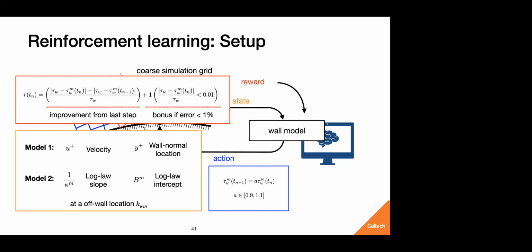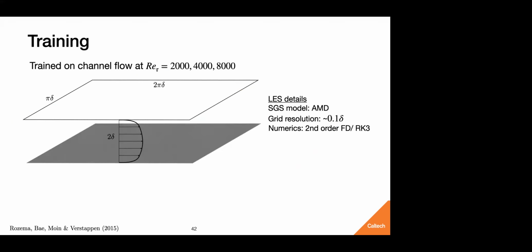So all of this is a summary of what I just said in terms of action, reward, and state that we chose for our model. For the training, because we're working with a zero pressure gradient case at first, we can do a very simple flow that is a channel flow. That means that we have two infinitely long parallel plates and flow is going through them. We use relatively low to moderate Reynolds numbers. So to train, we have Reynolds numbers of 2,000, 4,000, and 8,000.